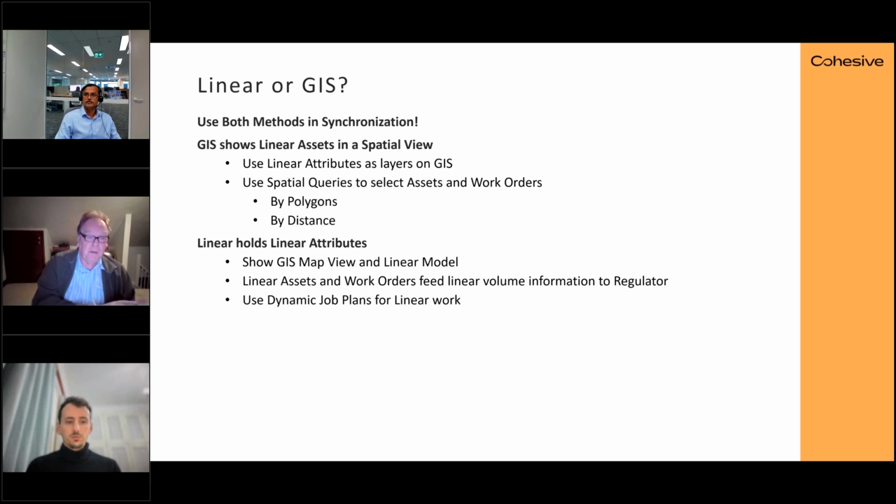So, do you use linear? Do you use GIS? Answer is both. GIS shows the linear assets in a spatial view. It helps you navigate. It helps you plan your work by saying, let's select all work within a certain polygon, or by distance from a location. Whereas linear holds the linear attributes, the asset attributes, the type of cable, or the type of pipe, and also what work history is against that asset. So I use both of those in combination. We believe that's the right solution.